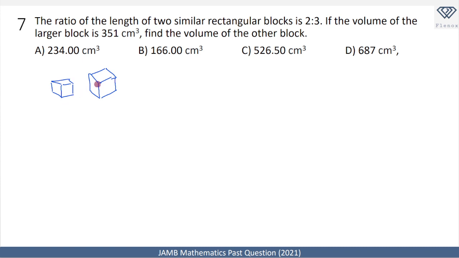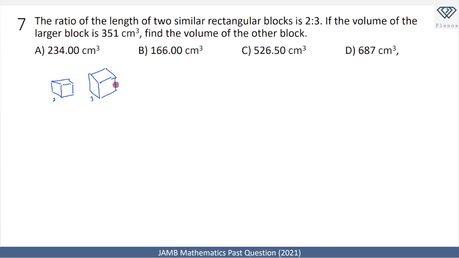Now they are similar in the sense that the ratio between their lengths is 2 to 3. So for each of the lengths we know that the ratio is 2 to 3. That means if the length of one side is 2, the length of the other side will be 3. If the length of one side is 4, the length of the other side will be 6. If it is 8, the other will be 12. So you can try to figure out what that relationship is going to be.